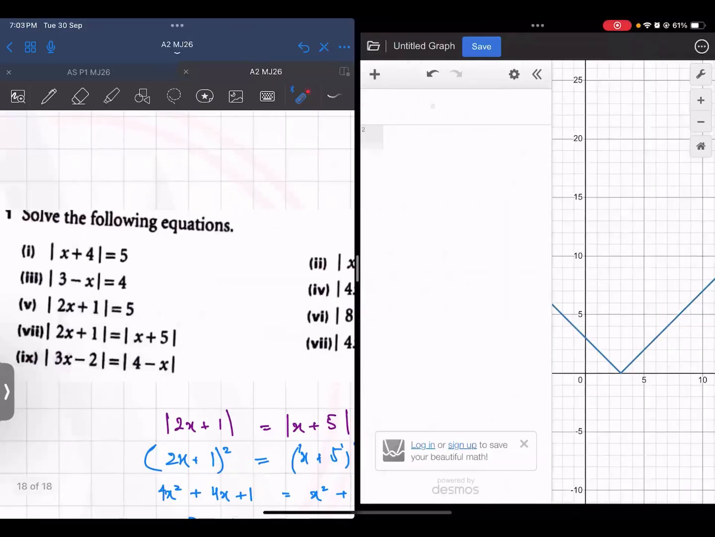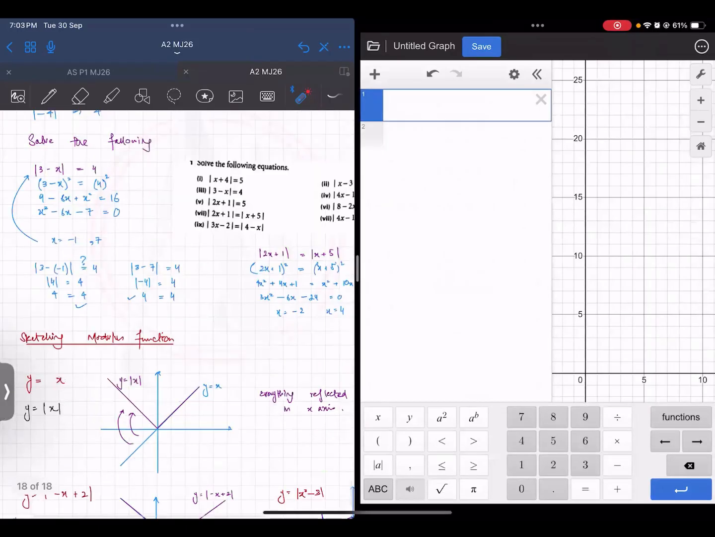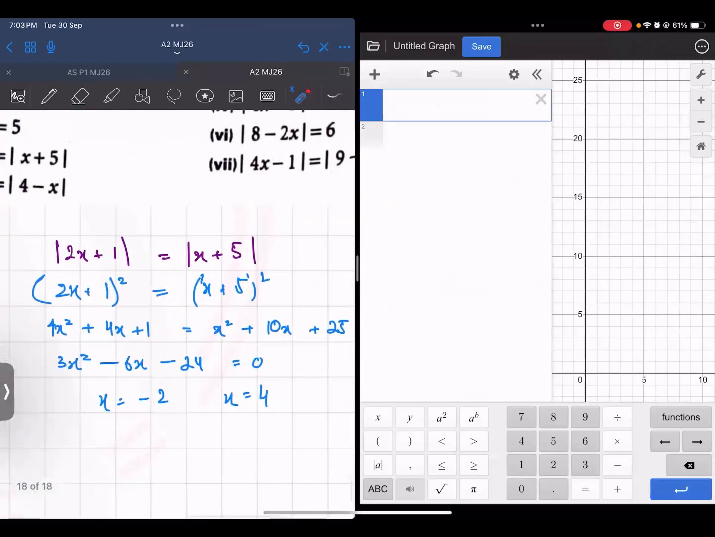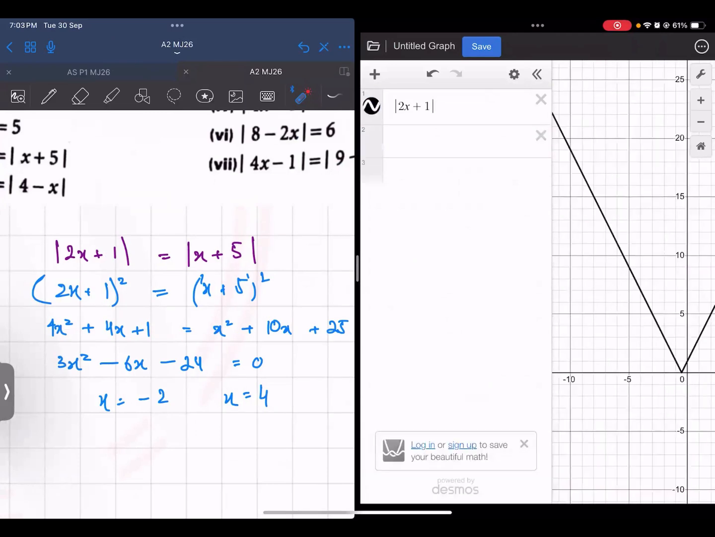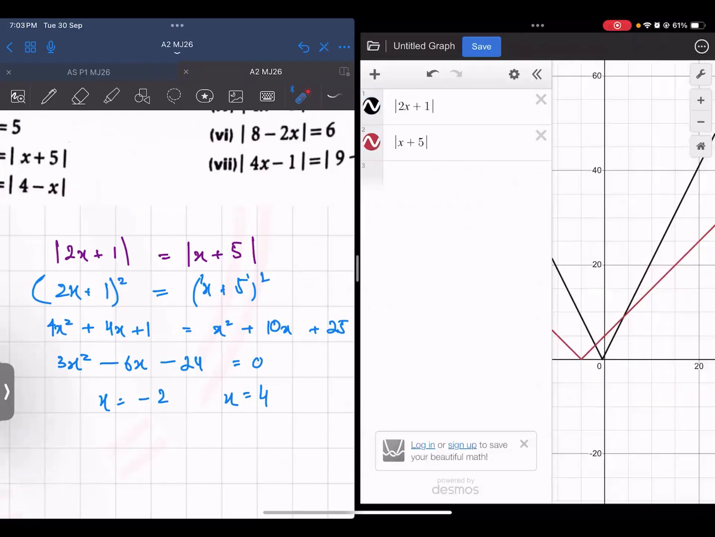For example, let me do the one we solved over here, right? Where was it? Yes, this one. We will get the same answer using the graph as well, 2x plus 1. So this is your graph for 2x plus 1, and then you have modulus x plus 5. So you can see they both are intersecting at x is 4 and x is minus 2. Interesting. So you can solve them simultaneously like this as well.